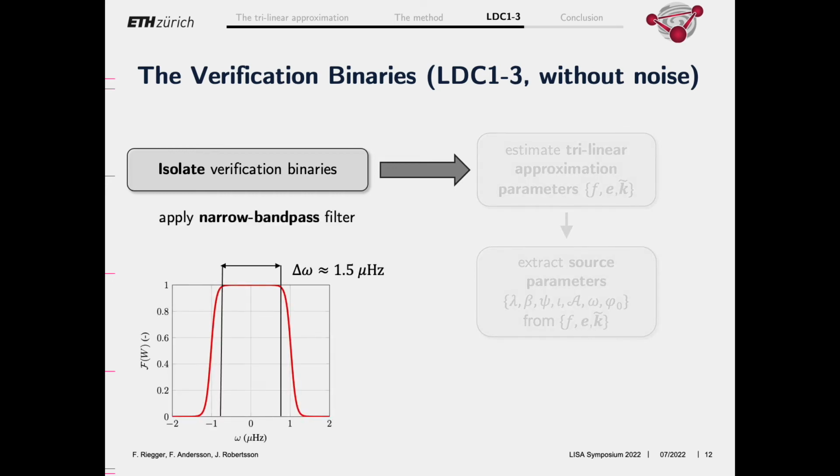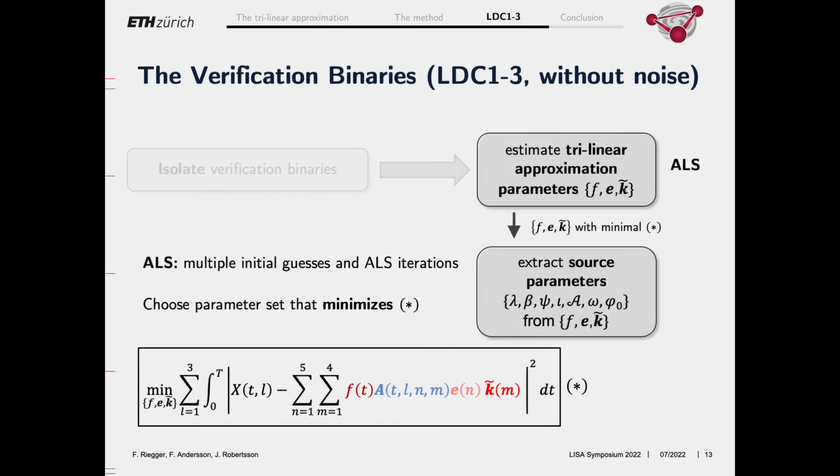For the isolation of the verification binaries, we are designing a narrow bandpass filter with a bandwidth of 1.5 microhertz. In the next step, we're applying the alternating least square method to the isolated data. It might happen, however, that the method gets stuck in a local minimum. To take care of that, we are restarting the first block multiple times, and each time we are starting from a different initial guess. That also means that we are generating multiple trilinear approximation sets, and we are picking that set which minimizes the error in the L2 norm to extract the source parameters from.